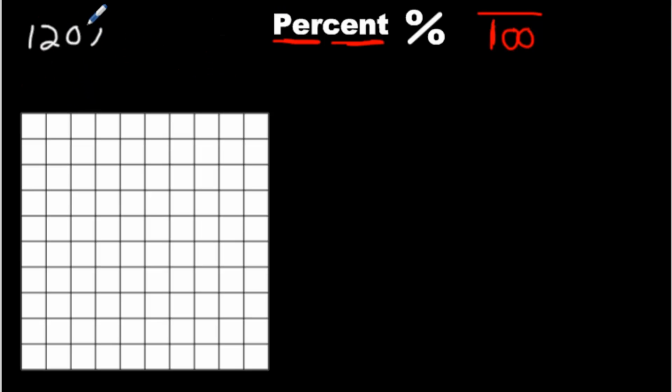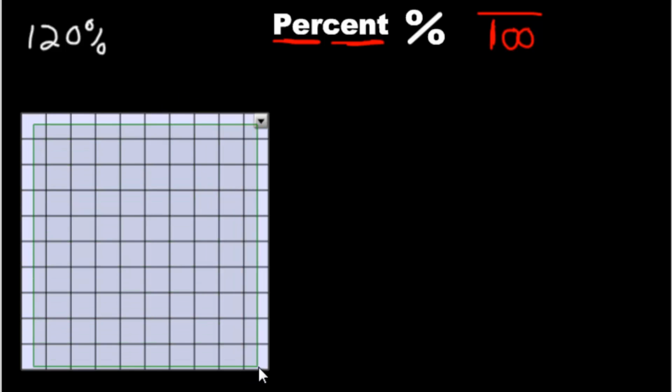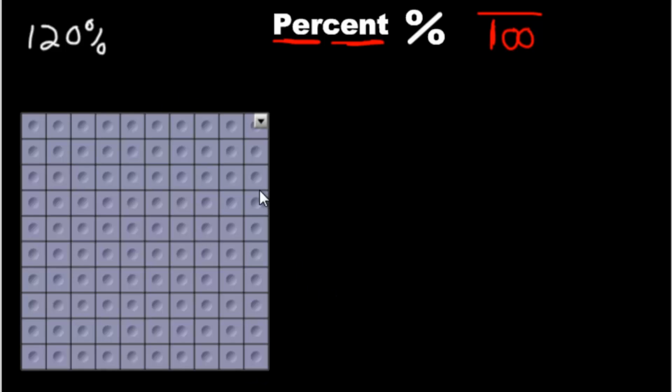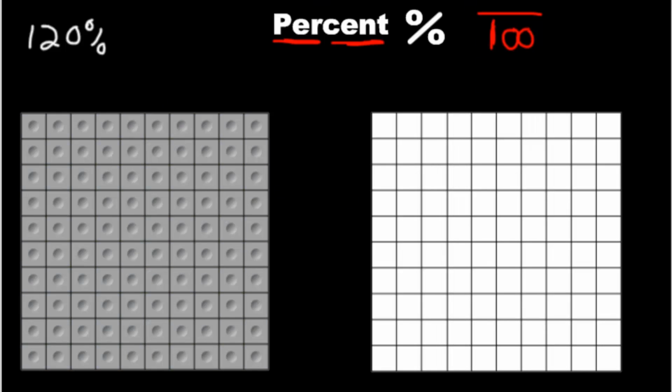120, let's put the percent symbol. You know when you're a coach, you've probably seen in the movies, or if you play sports, your coach tells you, I want 120% effort. I want 120% from you guys. What he really means is he wants all of your effort. So that means we're going to shade all of this. That's 100%. He wants all of your effort plus some more. Plus 20% more.